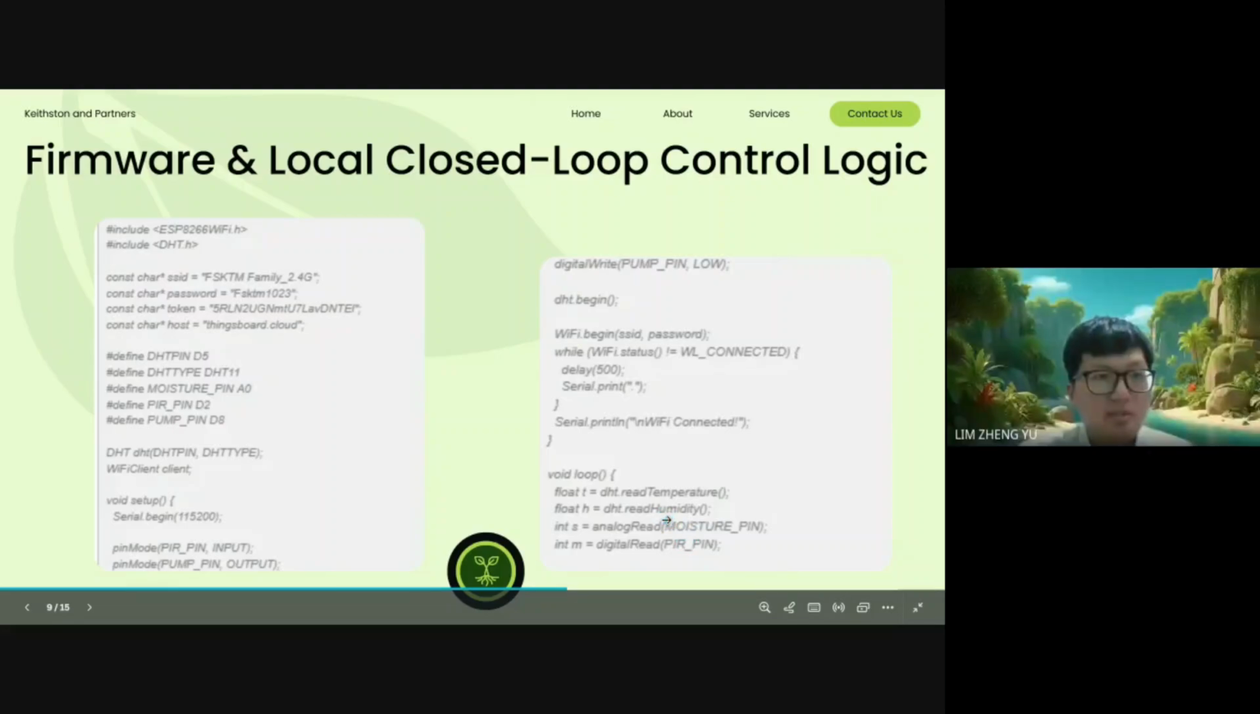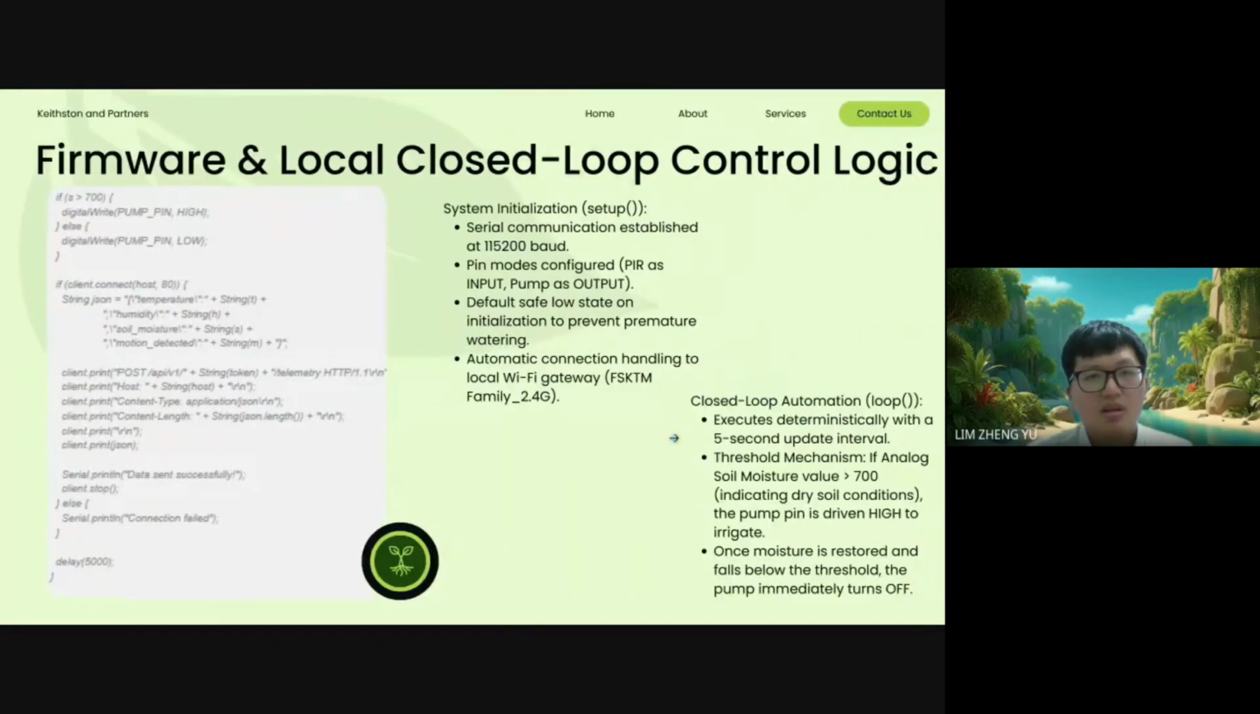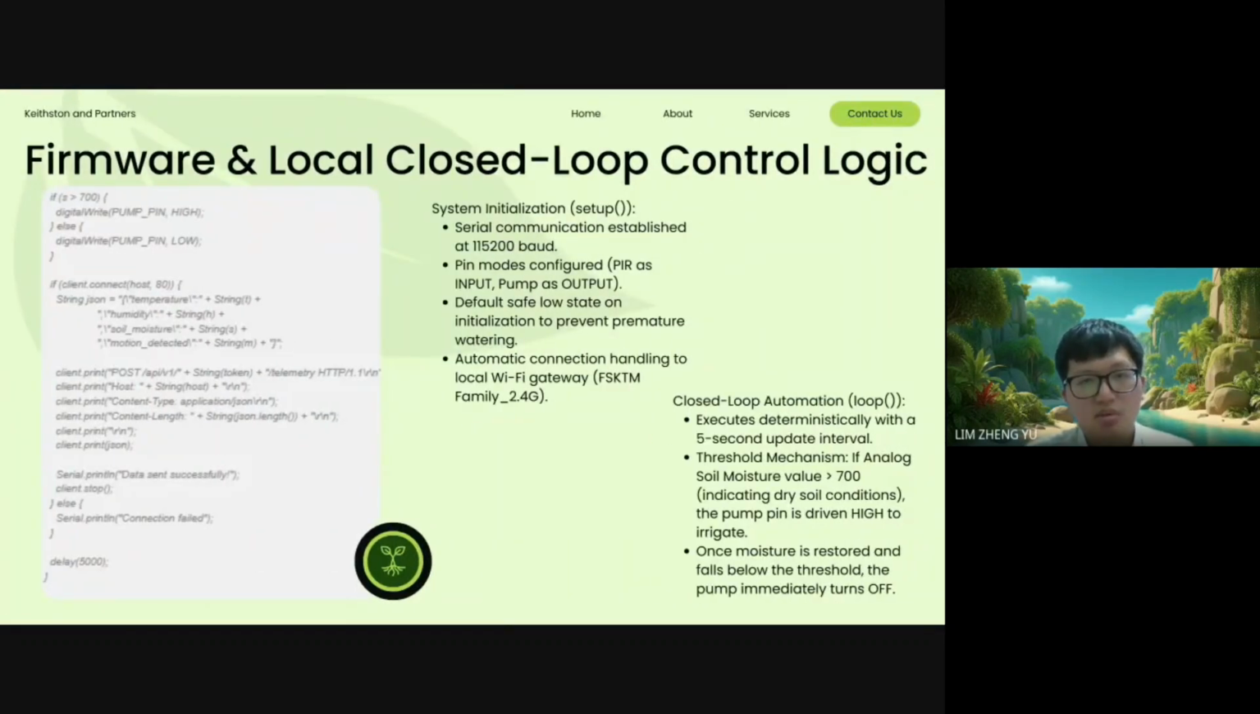So now I'll present about the firmware and local closed loop control logic. And here we can see the two coding. Here is the first, the initial coding, and the second we got next. And here we can see the total coding function.